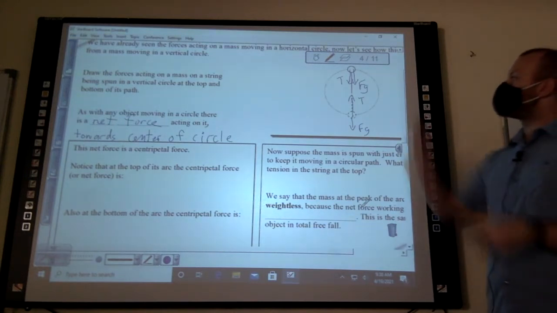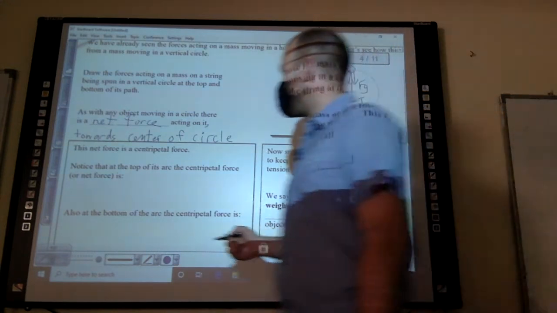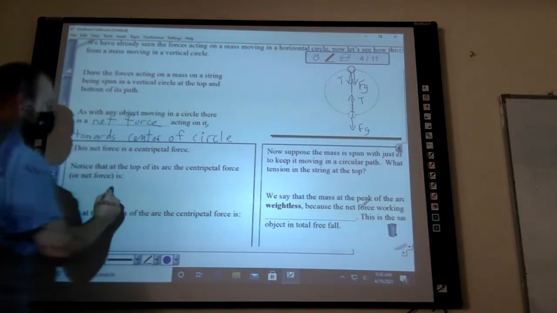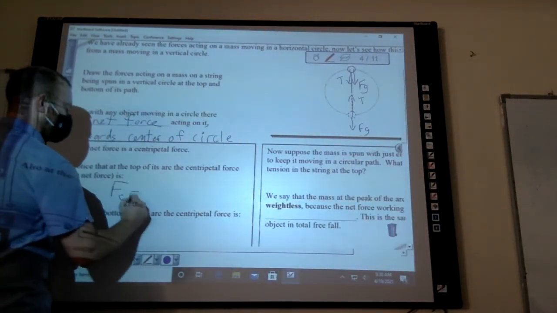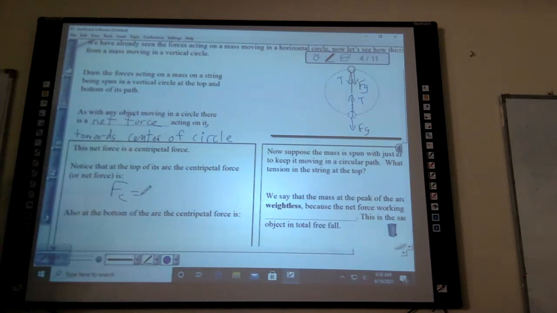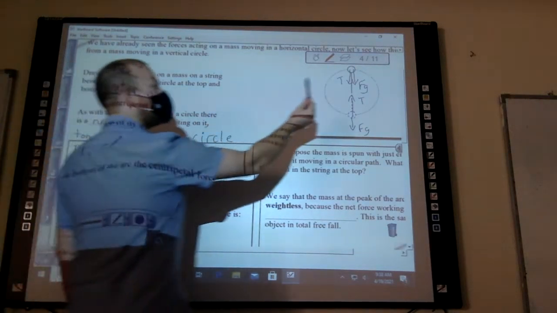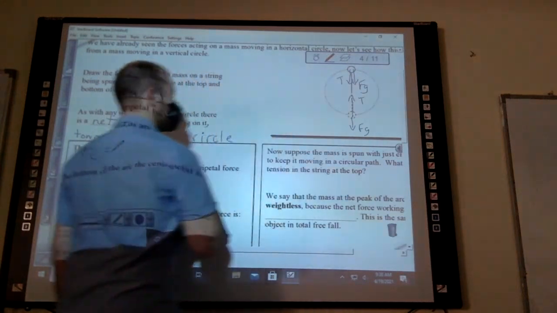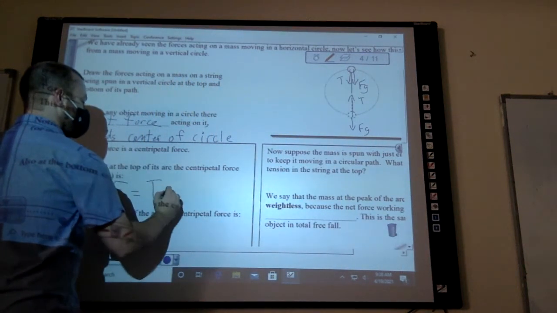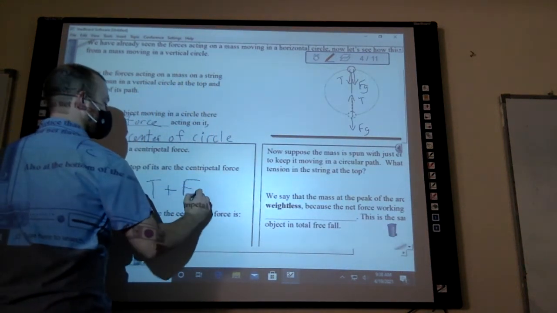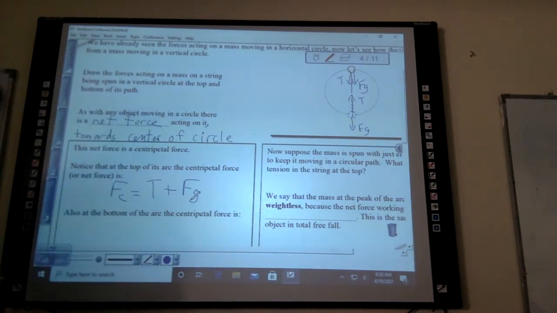So notice at the top, what would be my force centripetal equation for this? Just based on the forces. Yeah, these two are going to be added. When we're at the top, they're both moving towards the center. So they are both towards the center of the circle. So you add them together.